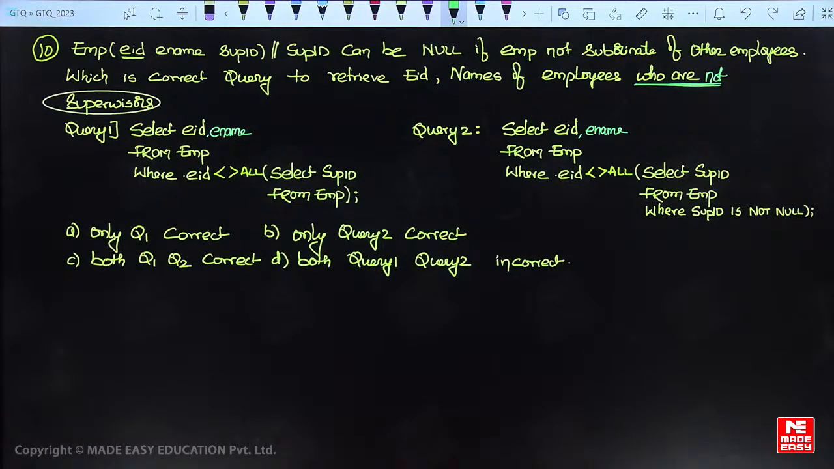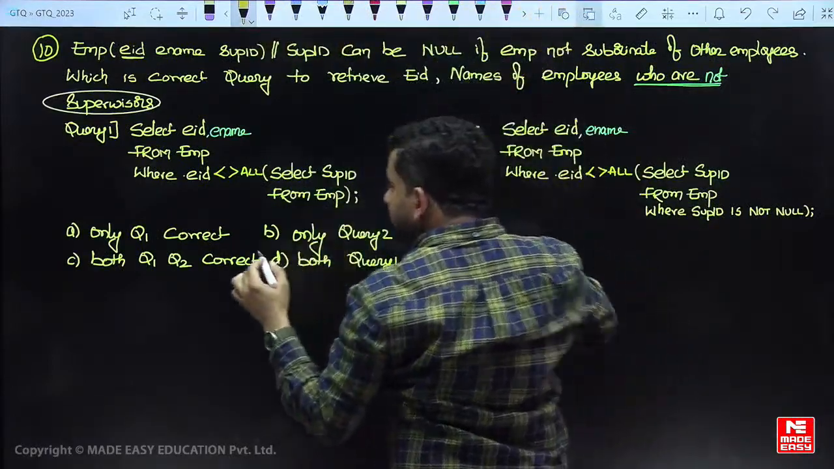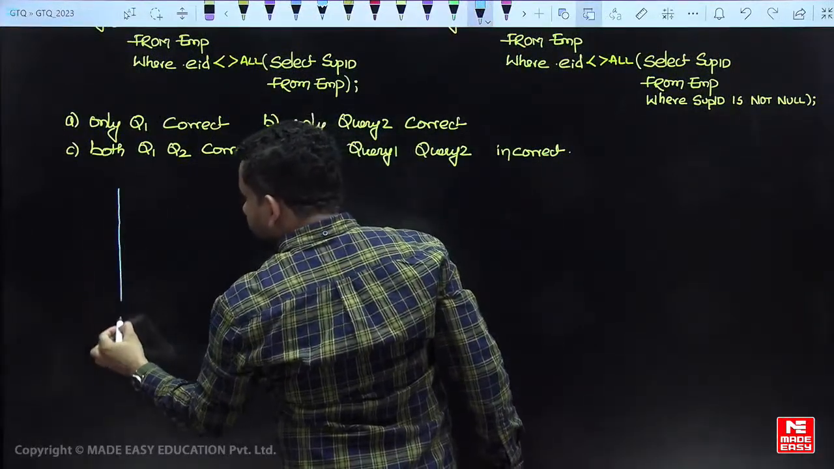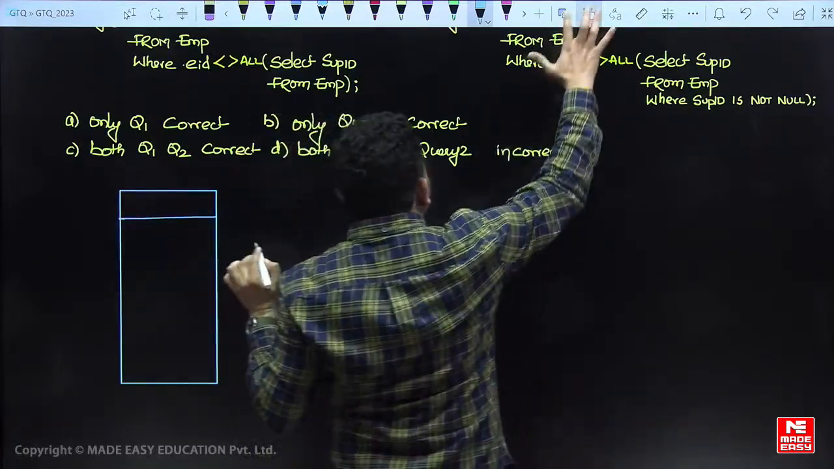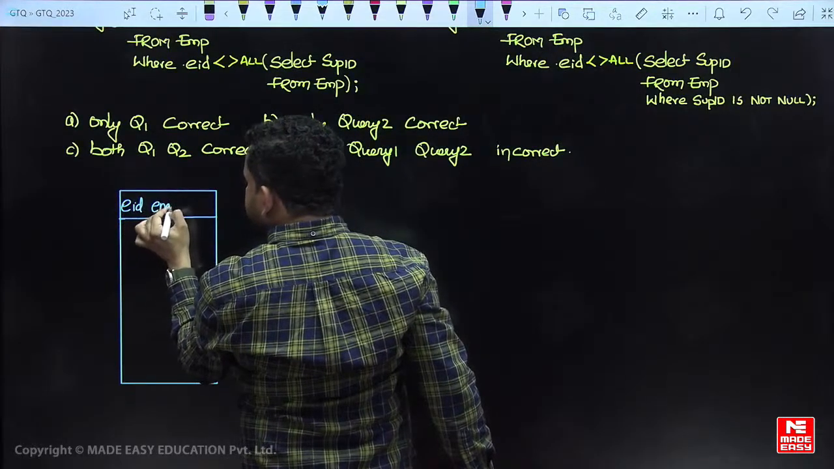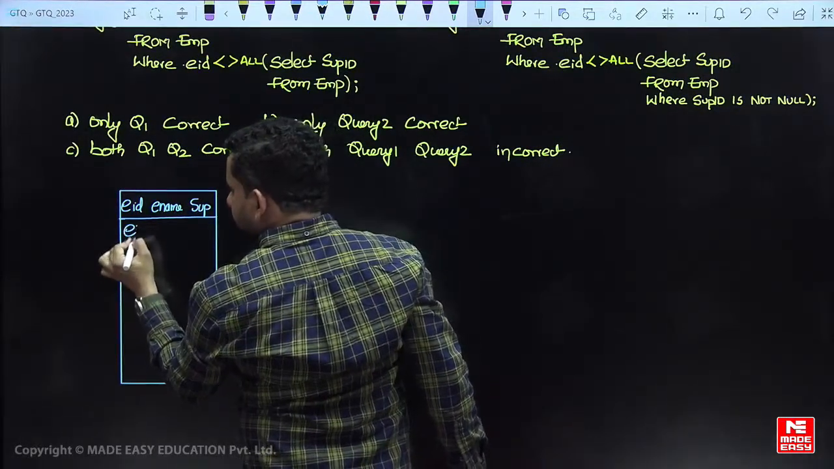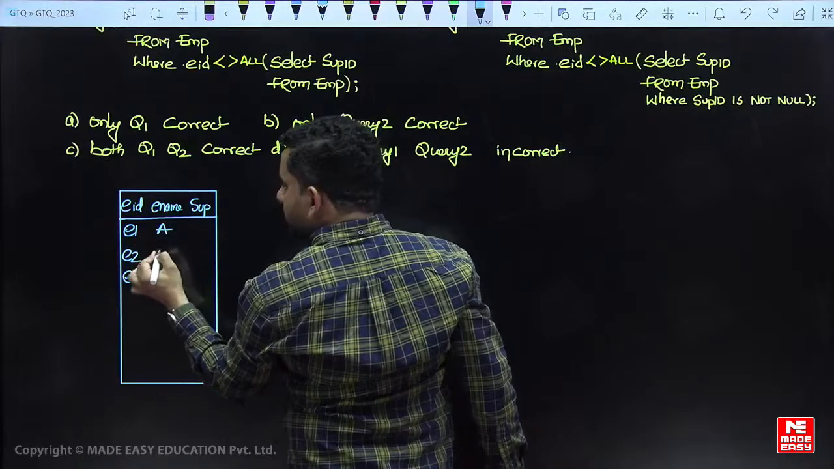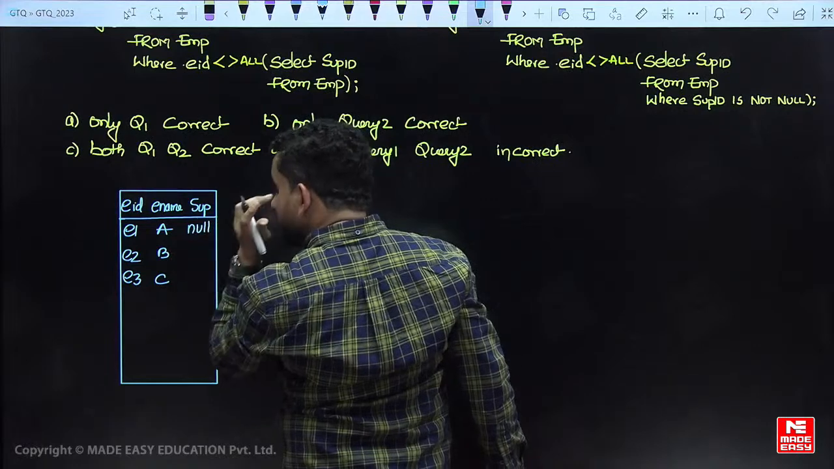Right, okay, I think everyone has given the correct answer. Almost all have given B as the correct answer. Just briefly, I am explaining why the first query fails. Assume this is one employee relation: employee ID, employee name and supervisor ID. Employee ID is the primary key. The supervisor ID can be null if he is not a subordinate of anyone.